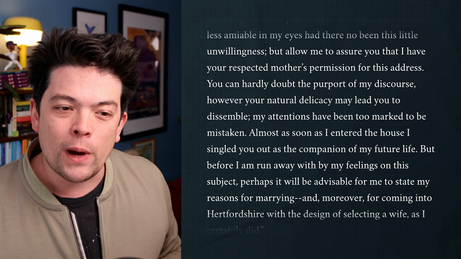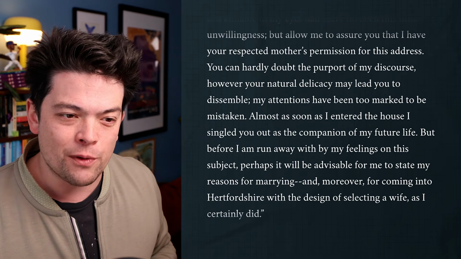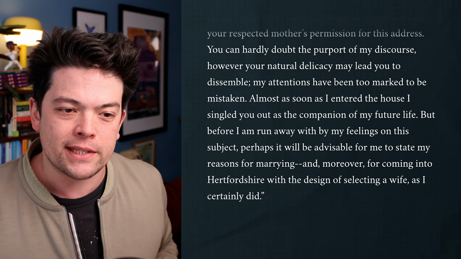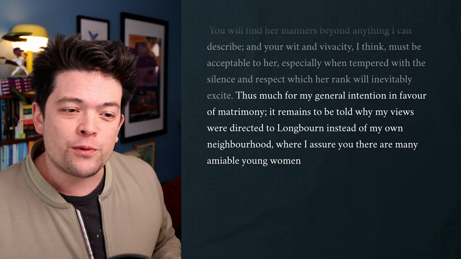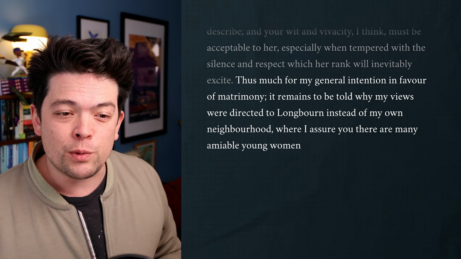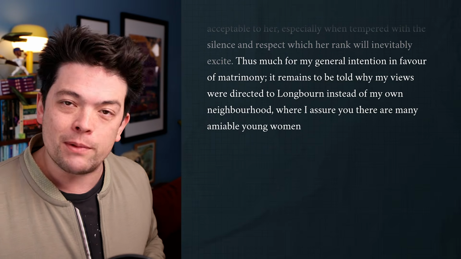But before I am run away with my feelings on this subject, perhaps it would be advisable for me to state my reasons for marrying, and moreover for coming to Hertfordshire with the design of selecting a wife, as I certainly did. He then goes on a tangent that reveals that he has come to select a wife at the behest of his revered patron Lady Catherine de Bourgh. Thus much for my general intention in favour of matrimony. It remains to be told why my views were directed towards Longbourn instead of my own neighbourhood, where I assure you there are many amiable young women.